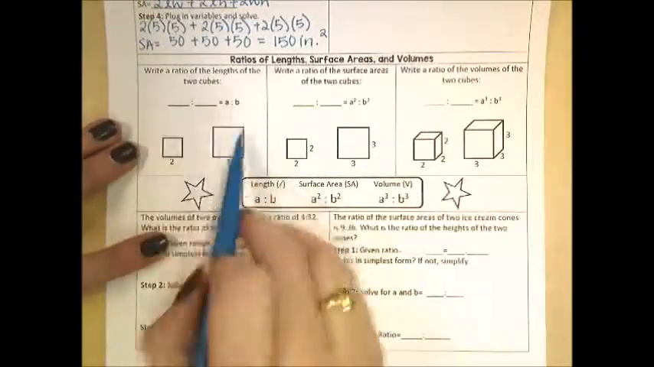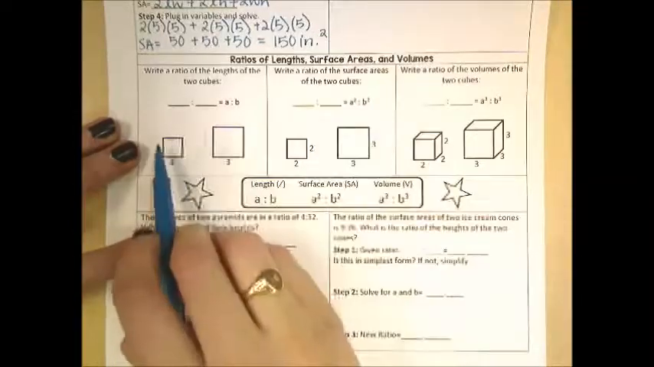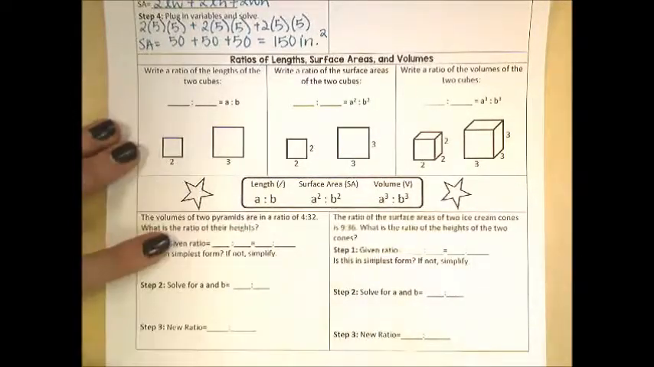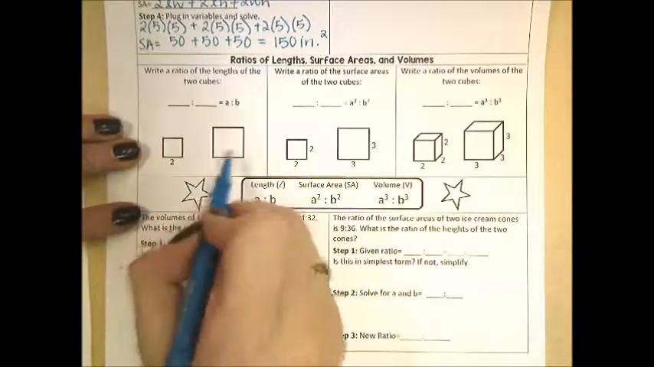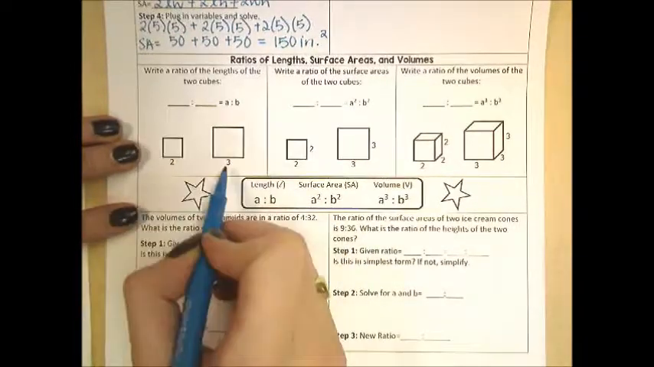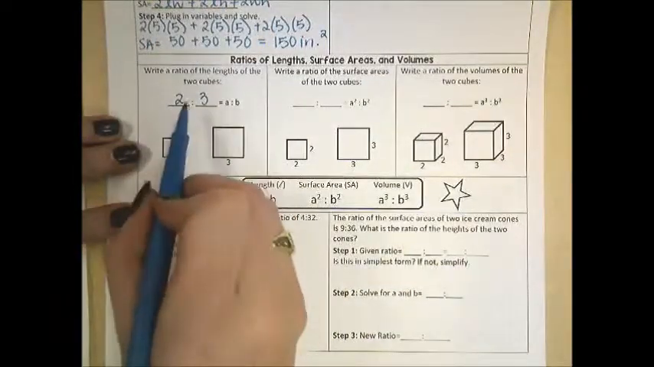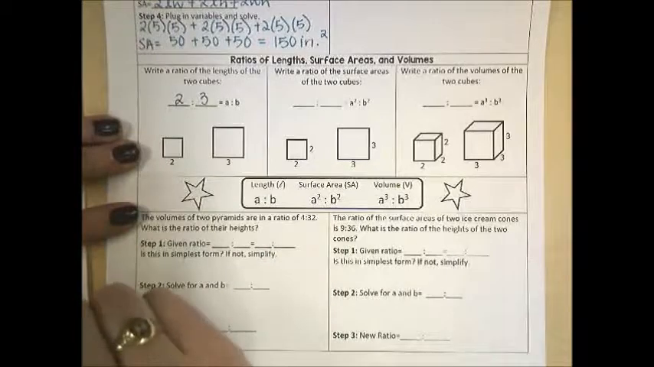So we're going to be able to compare lengths to areas to volumes of two different solids, even if we don't know all of the measurements. So if we look at these two squares here, my ratio from this side to this side is just 2 to 3. It's in its simplest form, and that's going to be the ratio A to B.